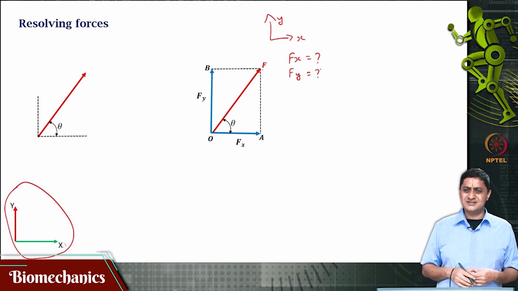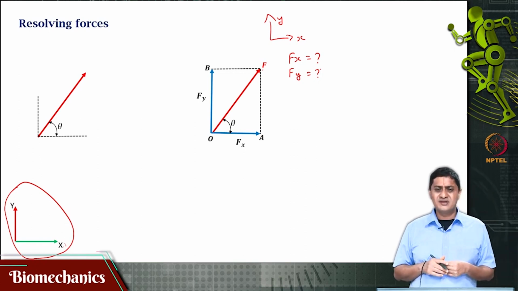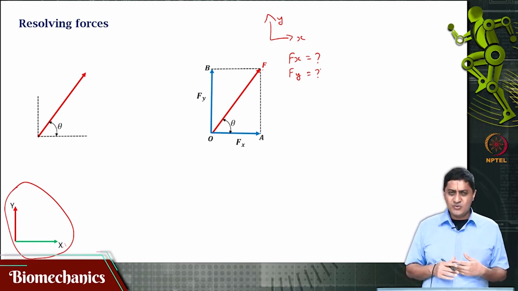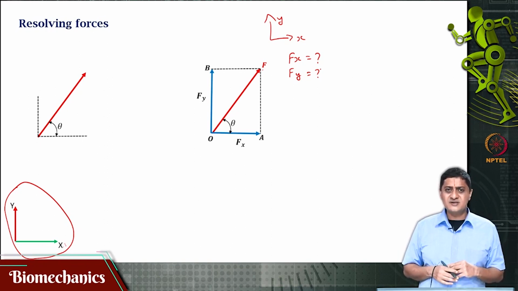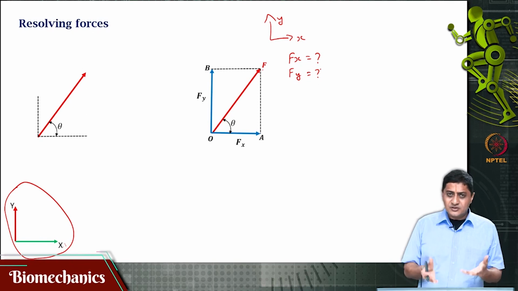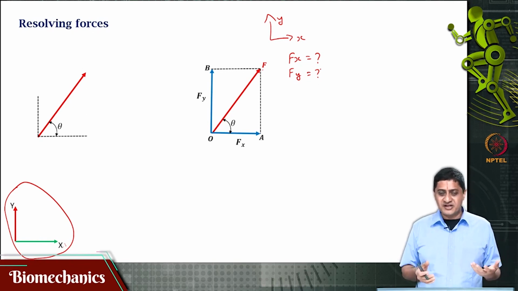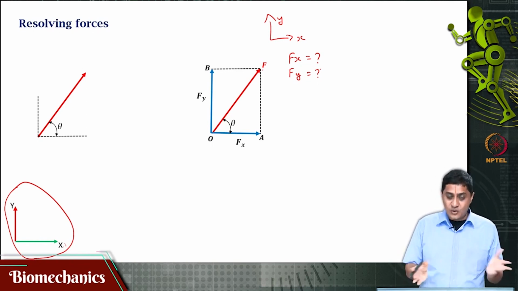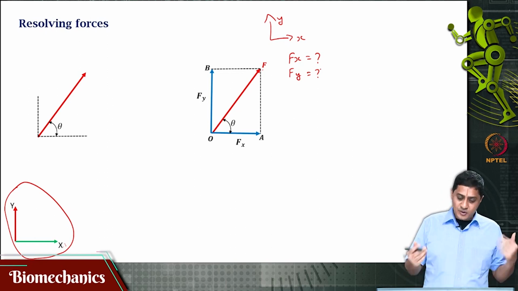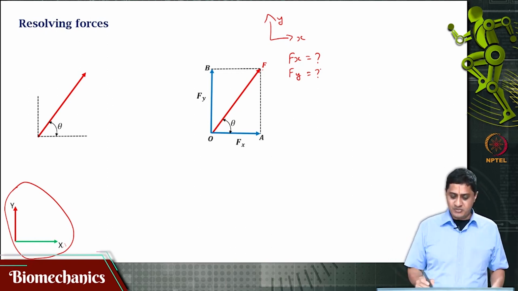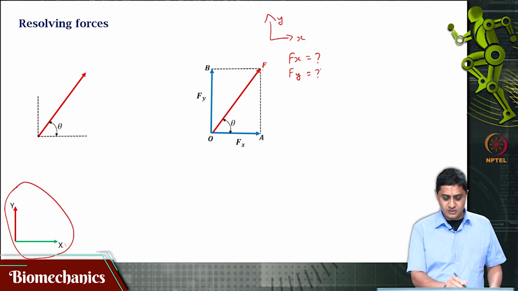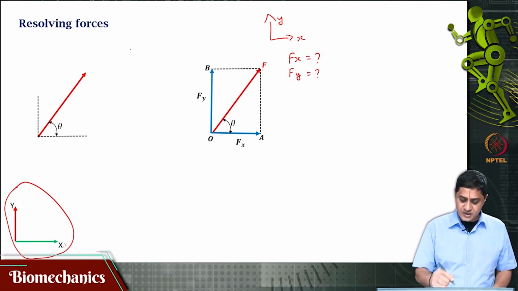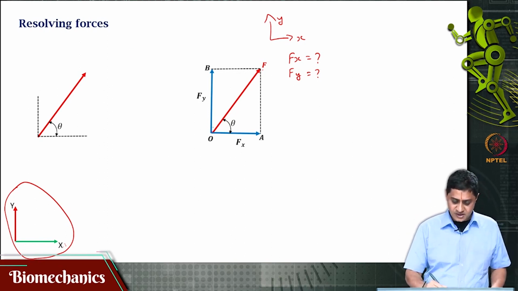Why do you have to do this? Because you know F. I know F. What is the point in resolving this into corresponding x and y? Well, in this problem you know F already, there is no other force. But suppose there is a different problem in which there is one more force that is also acting from O, which I am going to call F2.